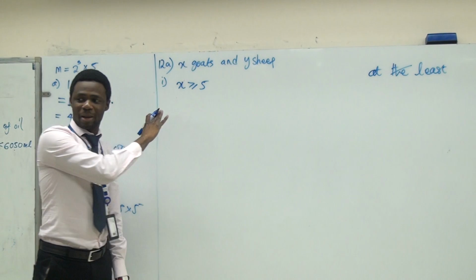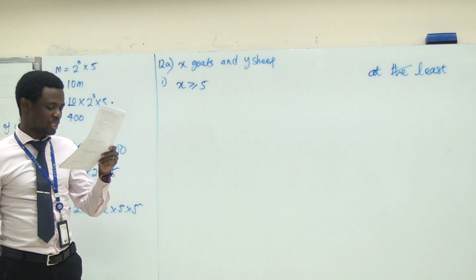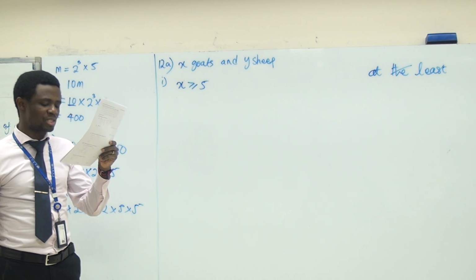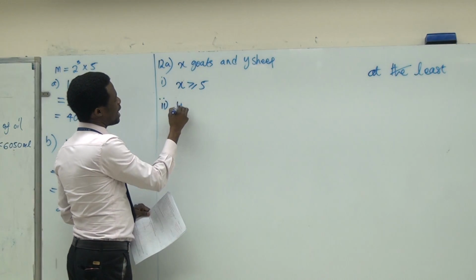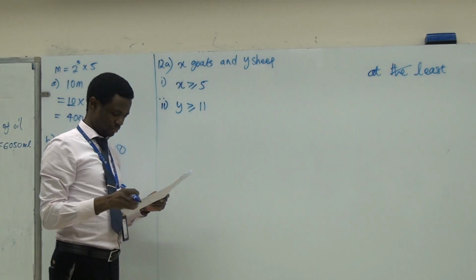Alright. So, does that make sense why this is that? The next one says he wants to buy at least 11 sheep. Then this is easier. So at least 11 sheep will be what? Y greater than or equal to 11.